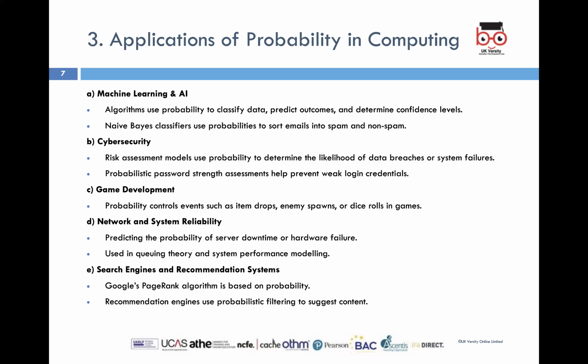Game development: probability controls events such as item drops, enemy spawns, and dice rolls in games. Network and system reliability: predicting the probability of server downtime or hardware failure, used in queuing theory or performance modeling. And finally, search engines and recommendation systems. Google's PageRank algorithm is based on probability. Recommendation engines use probabilistic filtering to suggest content.